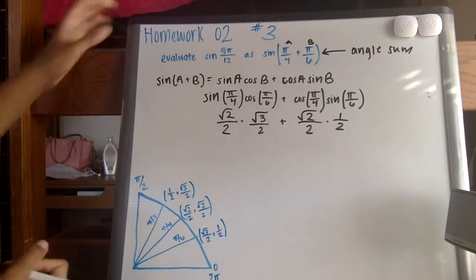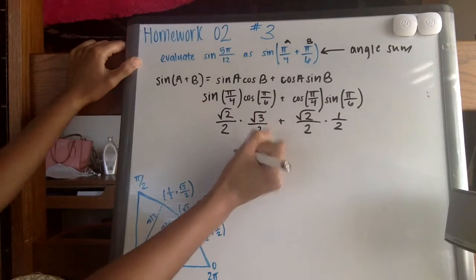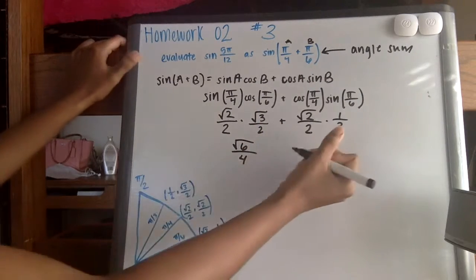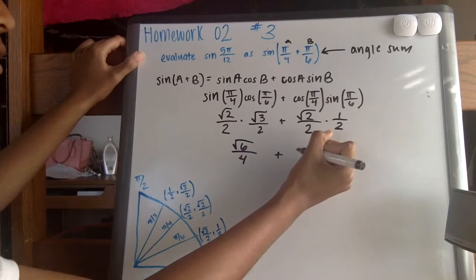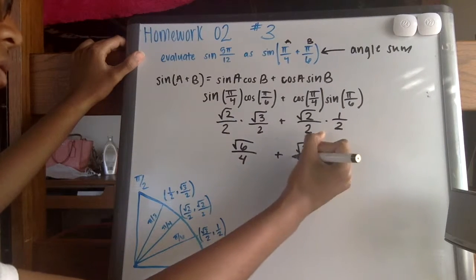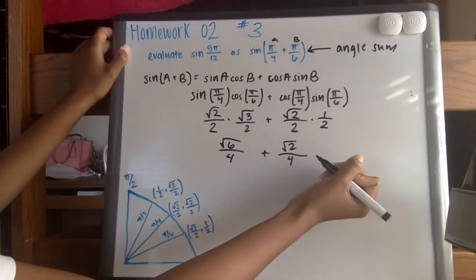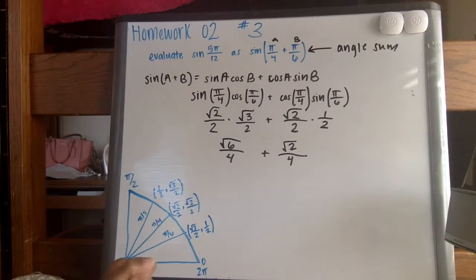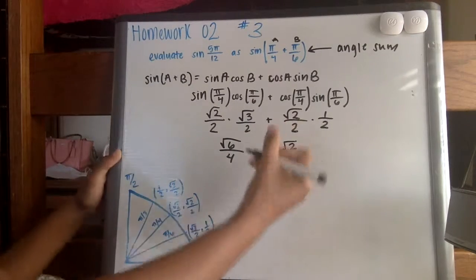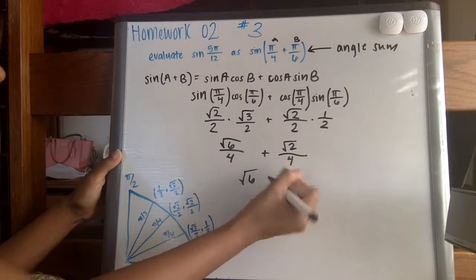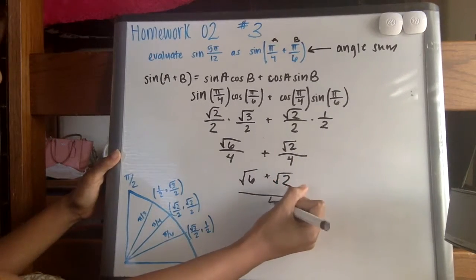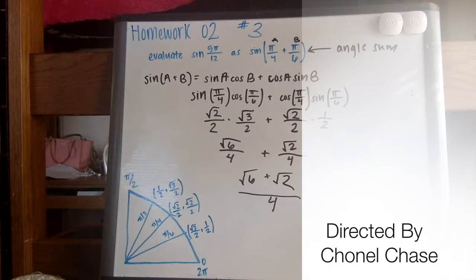Okay, and you multiply all that together, and we're going to simplify that now to root 6 over 4, because 2 times 2 equals 4, plus root 2 over 4. And when we simplify that, you can't simplify root 6 and root 2, so you just put them together, and you're going to end up with root 6 plus root 2 all over 4. And that's our total answer to make it correct using the angle sum identities.